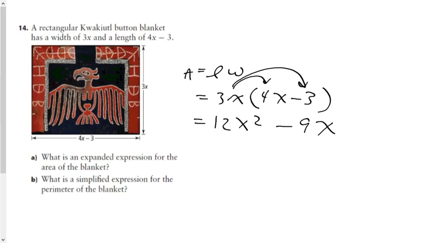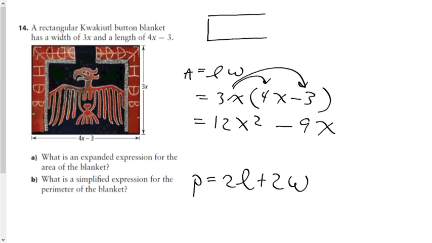And finally, B says, what is a simplified expression for the perimeter of the blanket? So since there's two formulas you can use, the perimeter is really 2 lengths plus 2 widths, right? That's the formula we would use for the perimeter of a rectangle. So not using an algebraic one, let's just use a simple one. And we'll do 3 here.